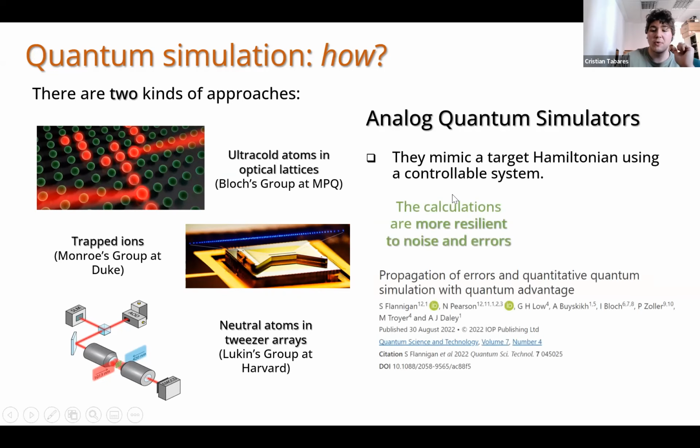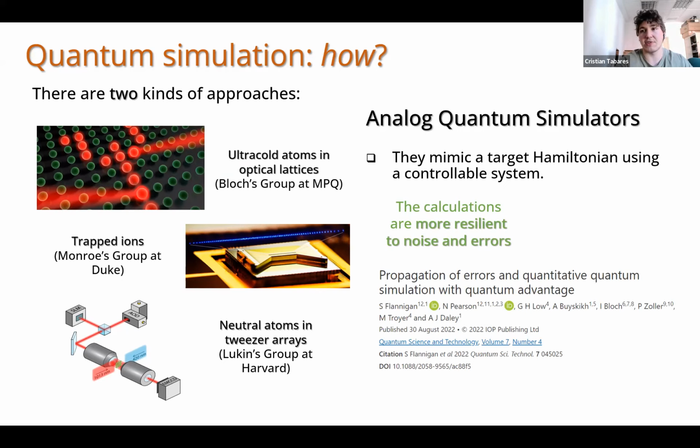One of the most relevant advantages of this idea is that this type of calculation is more resilient to noise and errors. Because in general, you do not have to calibrate the analog quantum simulator as you would need to calibrate other types of quantum simulators. Also, you study in general extensive magnitudes.